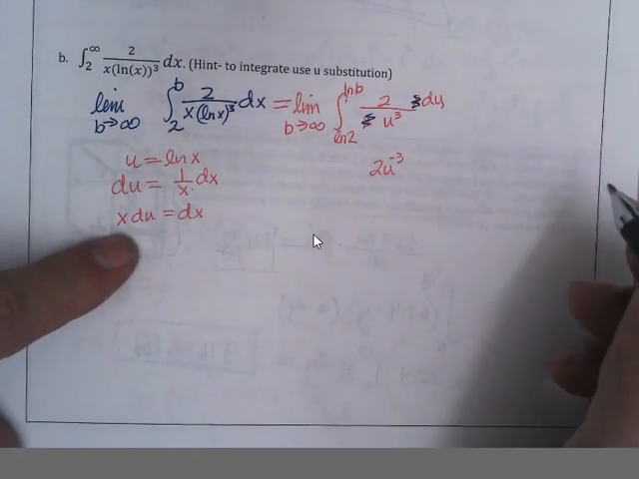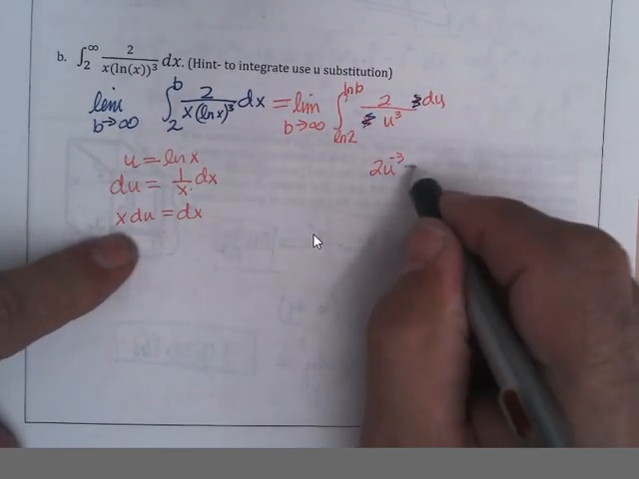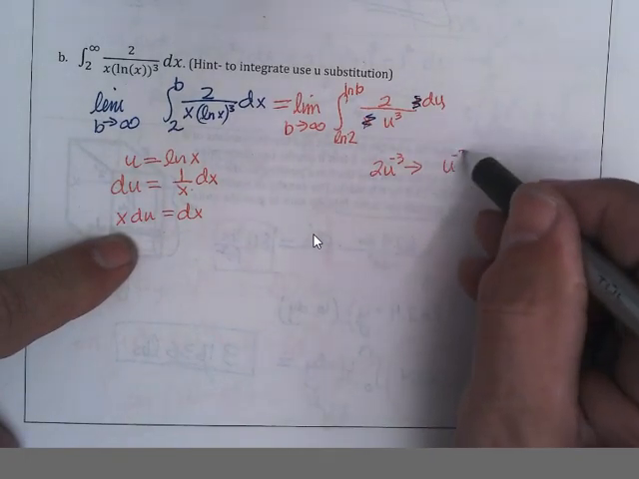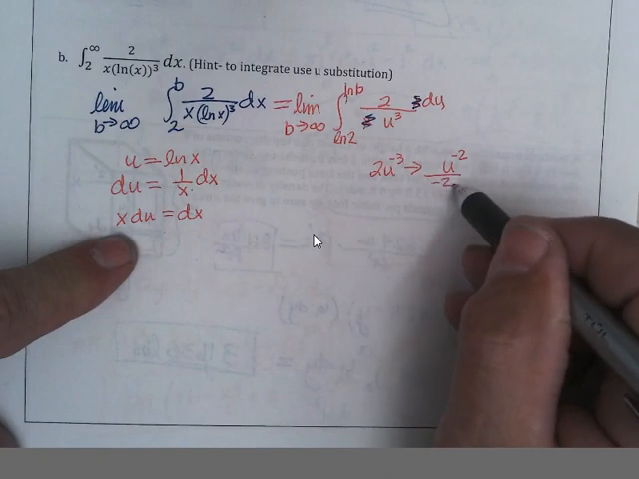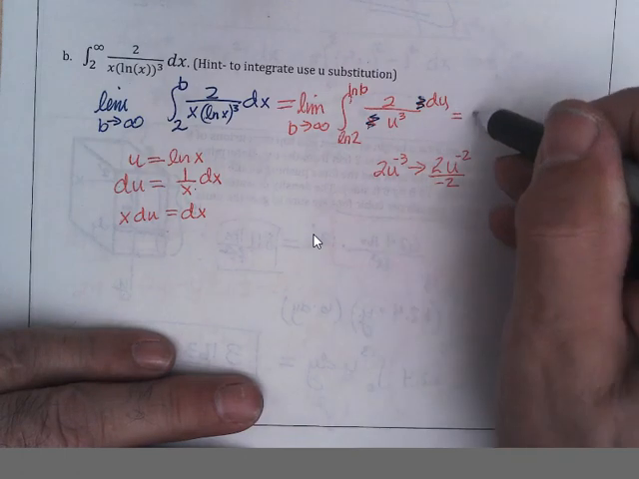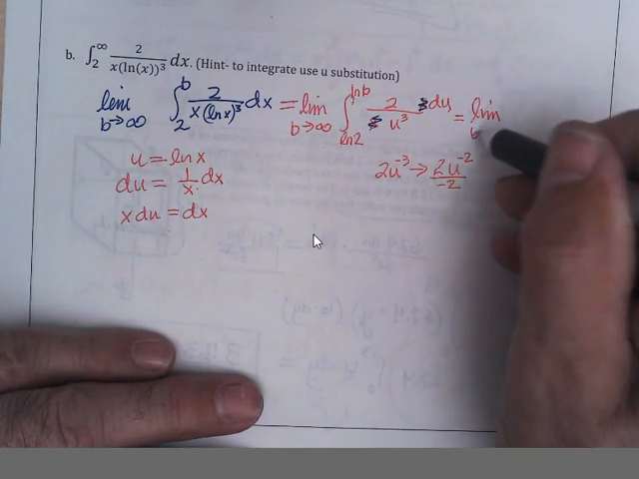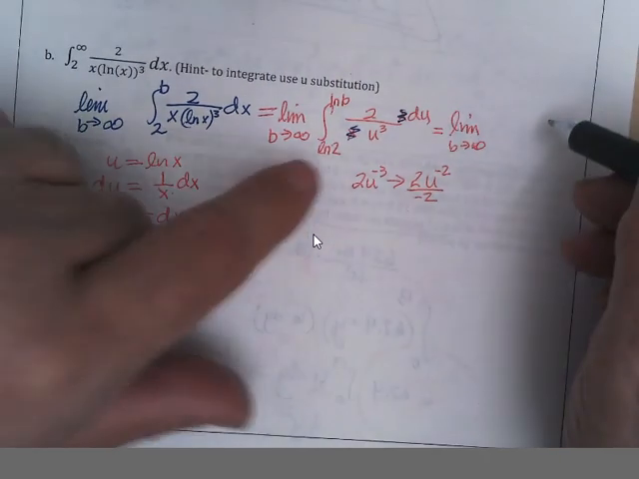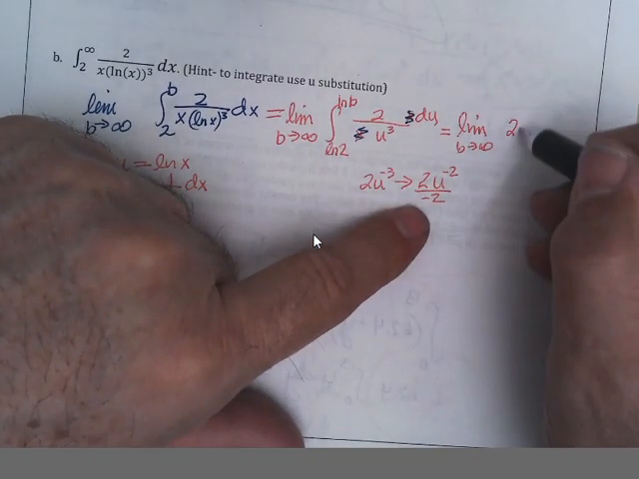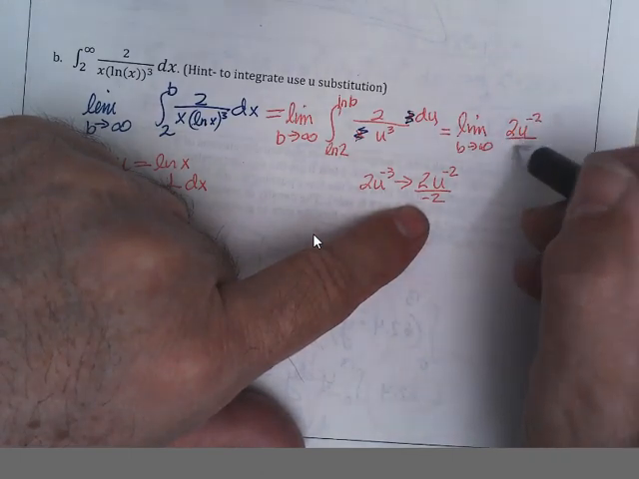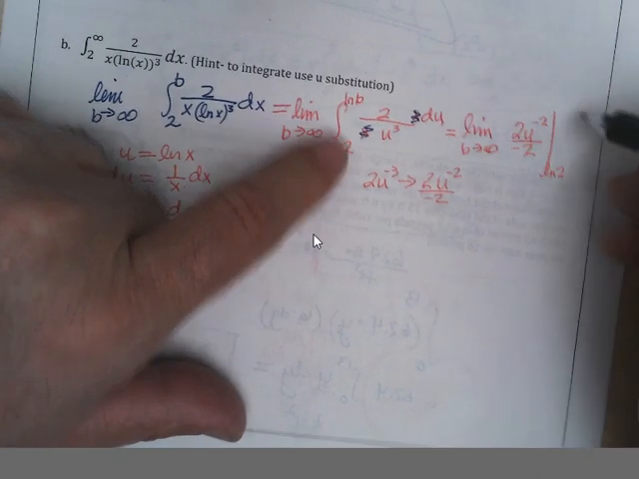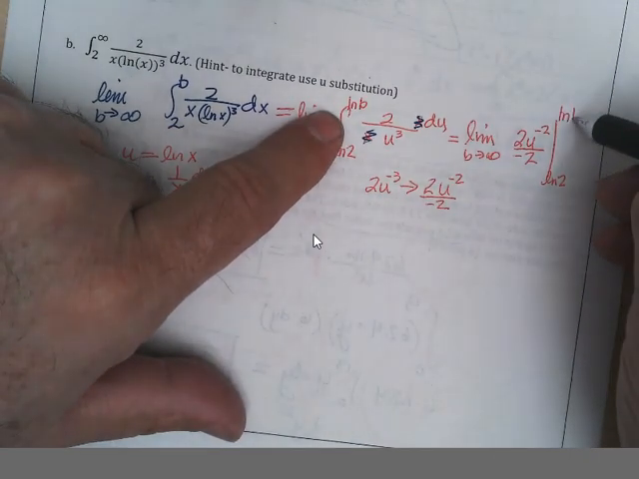And so I'm integrating 2u to the minus 3, which its antiderivative, we'd add 1 to the minus 3 and get u to the minus 2. We'd have to divide by the minus 2. We have a 2 that's already there. And so this becomes the limit as b approaches infinity of 2u to the minus 2 over negative 2, evaluated from ln 2 to ln b.